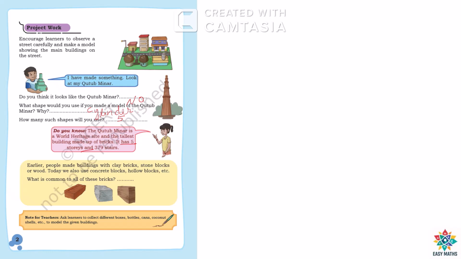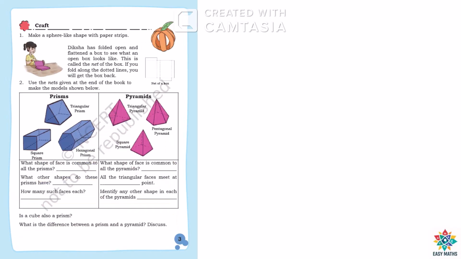What is common to all of these bricks? All these bricks are similar in shape. All are cuboids. Here we have some prisms and pyramids. Have a look at these prisms. How many prisms are given? Three prisms are given. First one is a triangular prism, second one a square prism, third one a hexagonal prism.